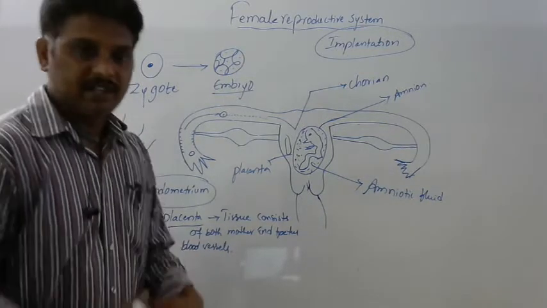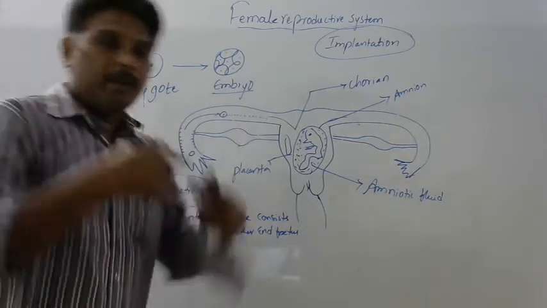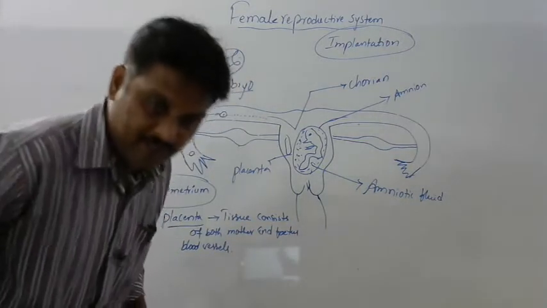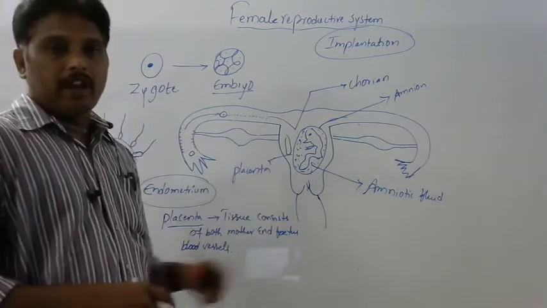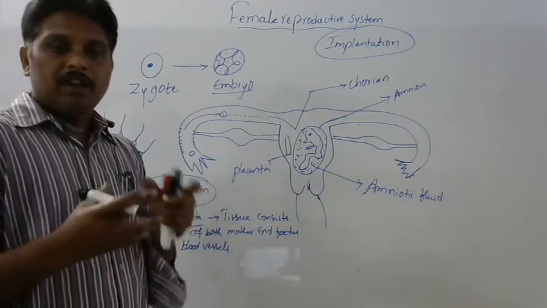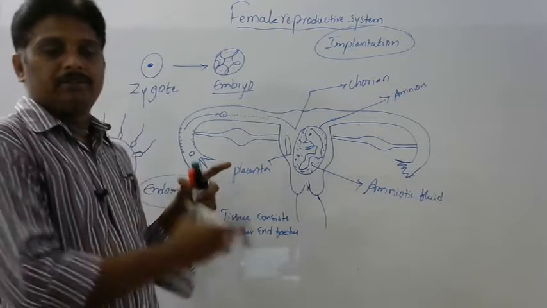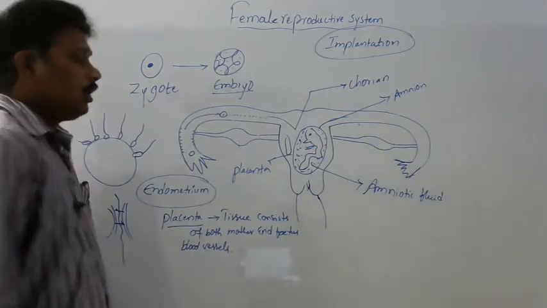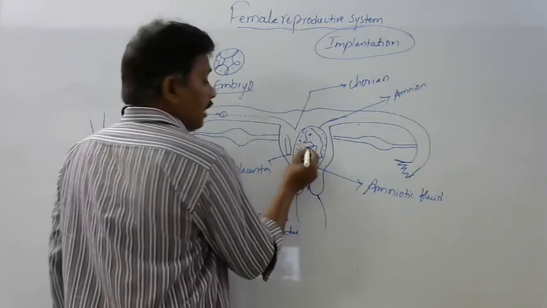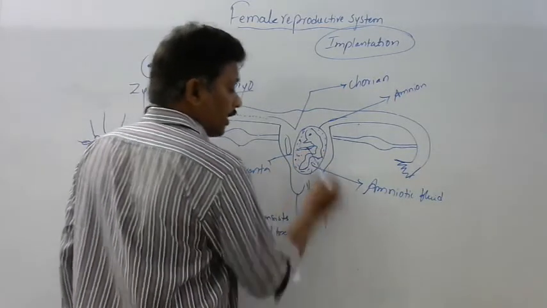When the mother sits, stands, or bends, at that time there is pressure on the abdominal cavity. To tolerate that pressure, this liquid is helpful. This liquid will not allow any pressure to disturb the embryo which is present inside the mother's womb. Now, the last layer is called the Allantois layer.